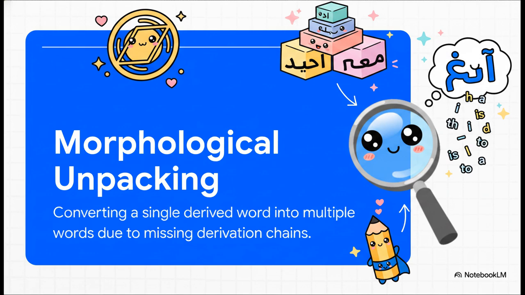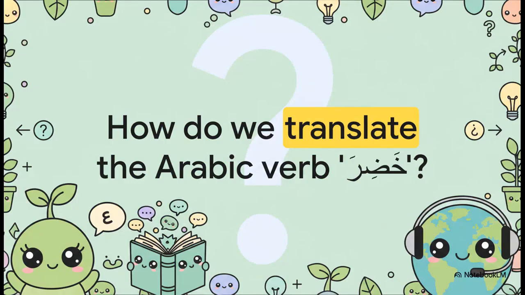This one is called morphological unpacking. Arabic has this incredibly rich, almost mathematical root and pattern system. You can literally compress an entire sentence's worth of meaning into a single verb. English morphology just doesn't work that way. So when English lacks that specific derivation chain, the translator has to step up and unpack that one Arabic word into multiple English words. Here's a really tricky linguistic gap to test this out.